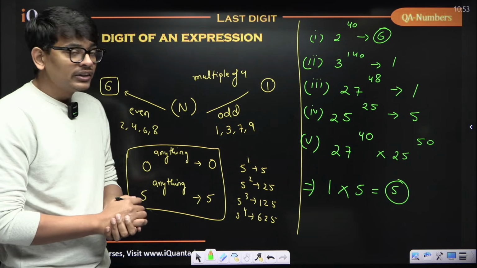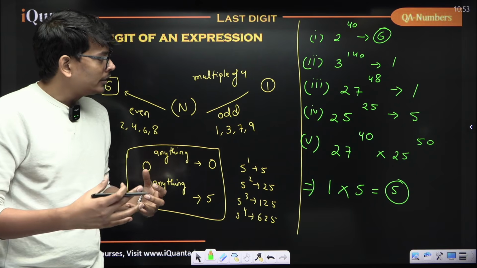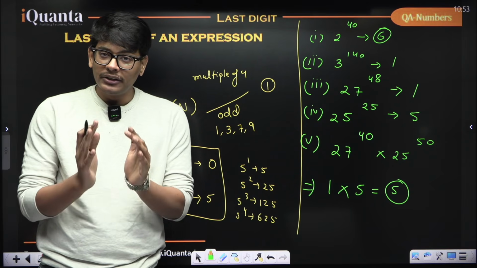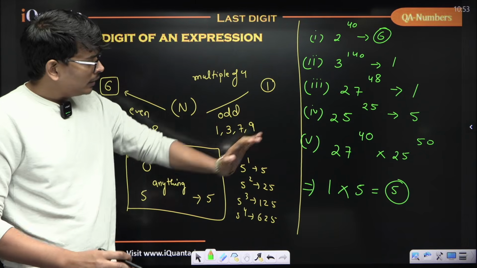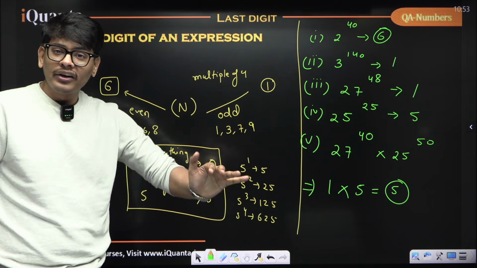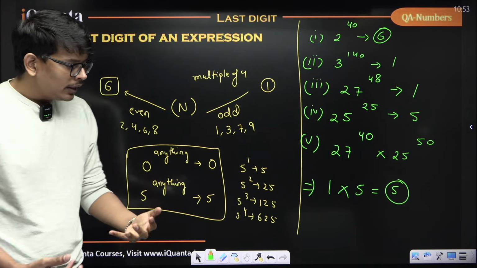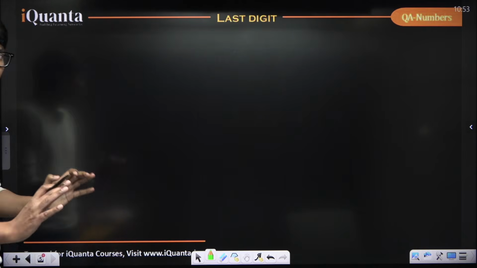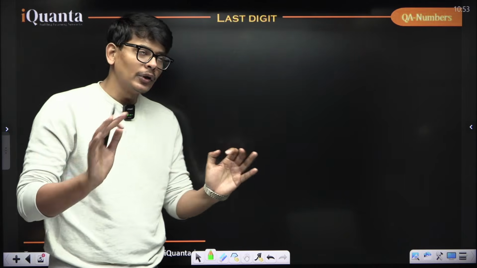Now, obviously, one thing that comes in our mind, what if power is not a multiple of 4? Because sir, you have explained very easily for power a multiple of 4. What if power is not a multiple of 4? Again, that is a very easy way to solve. Now, try to understand.